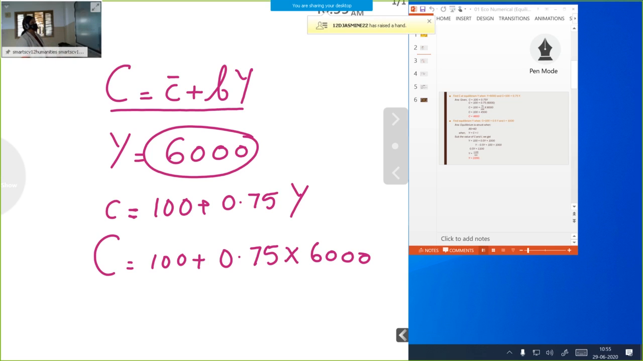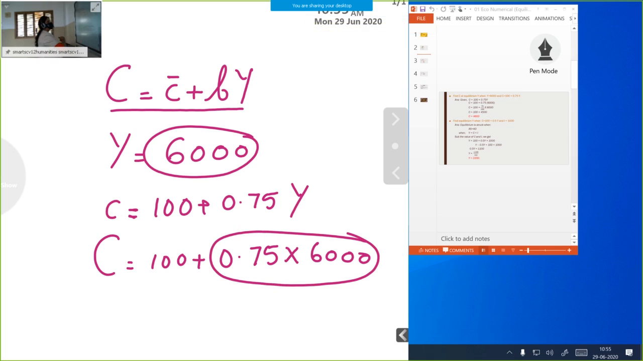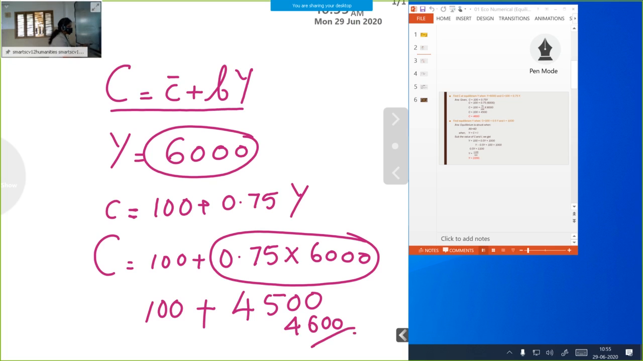Okay. First you solve this one. From there we are getting 4500 plus 100. So the answer is 4600. From this lesson all the numericals we can do very easily. We have to keep all the formulas in our mind. From there only we will get the answer.